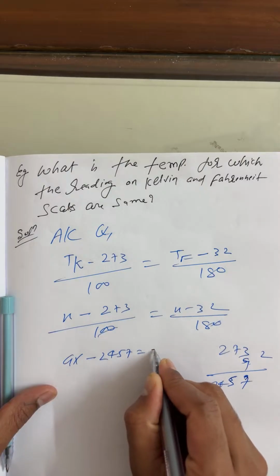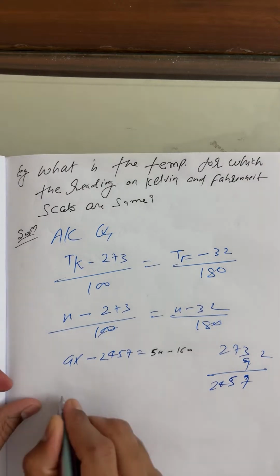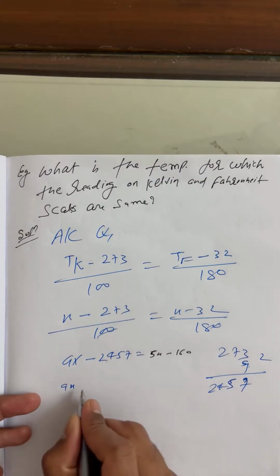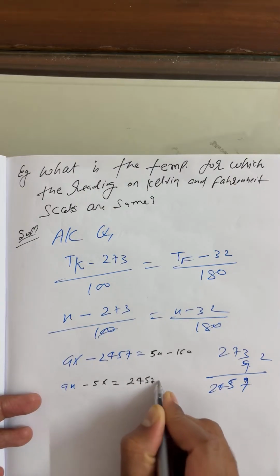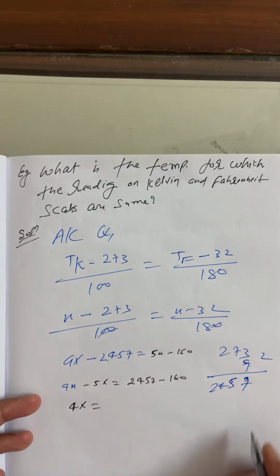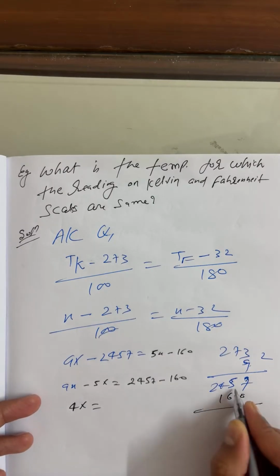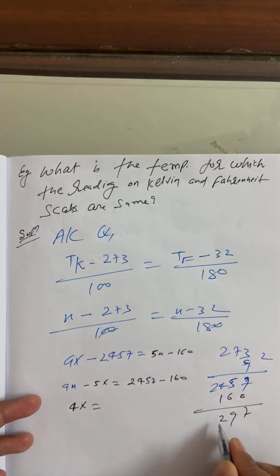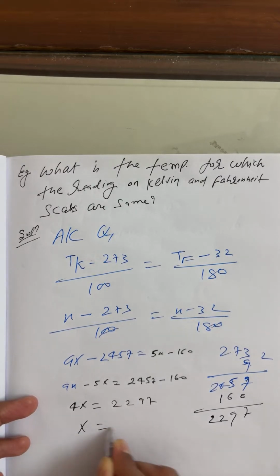So 9x minus 2457 equals 5x minus 160. Bring 5x to this side: 9x minus 5x equals 2457 minus 160. So this is 4x. Just calculate, subtract 160 over here. So 2457 minus 160 is 2297. So x equals 2297 by 4.